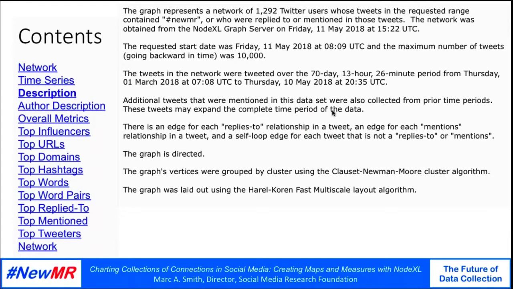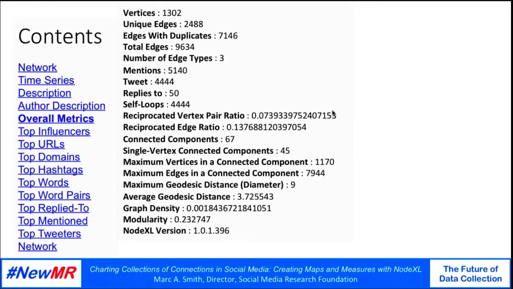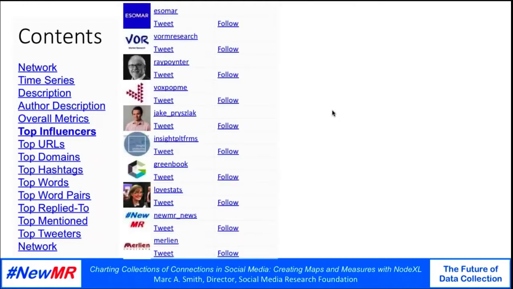So the kind of data that we want to provide you are the things that you might need to report to other people about what you've just seen: how many people, what period of time, how many connections among them. But then, of course, you come to the question, well, what else can I know?